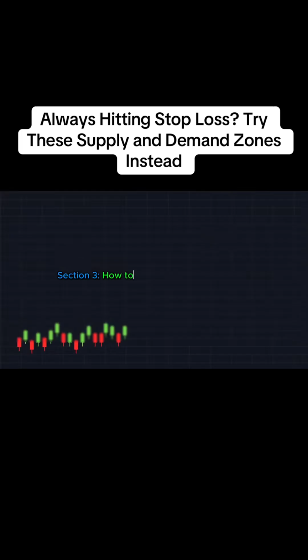Section 3, how to validate a zone's strength. Always remember that not all zones are good. Some are amazing, A-plus setups, and others are complete trash. I'm going to show you how to tell the difference. Every zone has to pass these 3 tests.